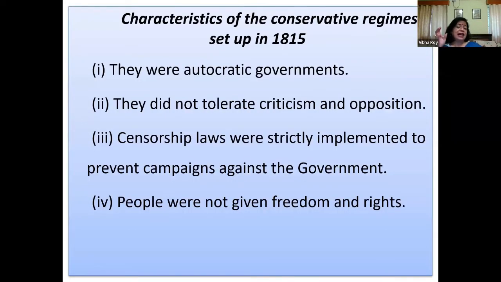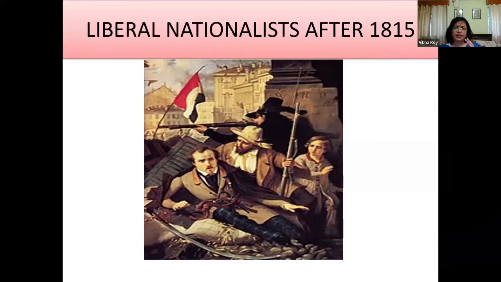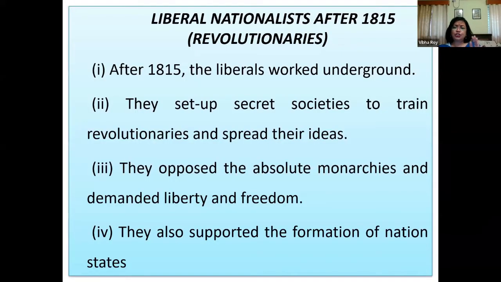Now, what were the characteristics of the conservative regime set up in 1815? First, they were autocratic governments. They did not tolerate criticism and opposition. They were not open. Censorship laws were strictly implemented to prevent campaigns against the government. And people were not given freedom and rights. These were the features of conservative regimes. Now, what did the liberal nationalists do after 1815? After 1815, the liberals worked underground.